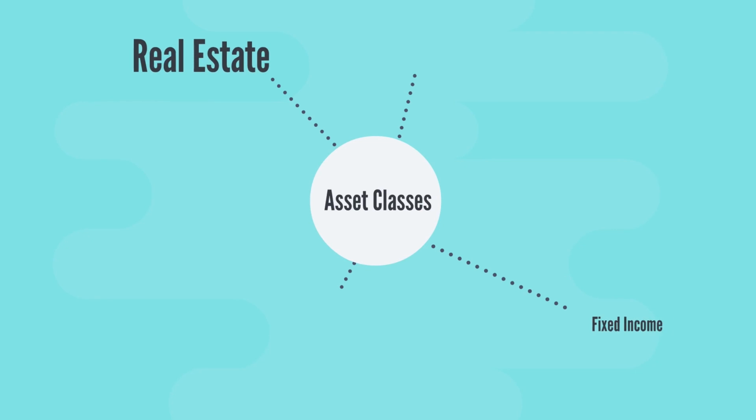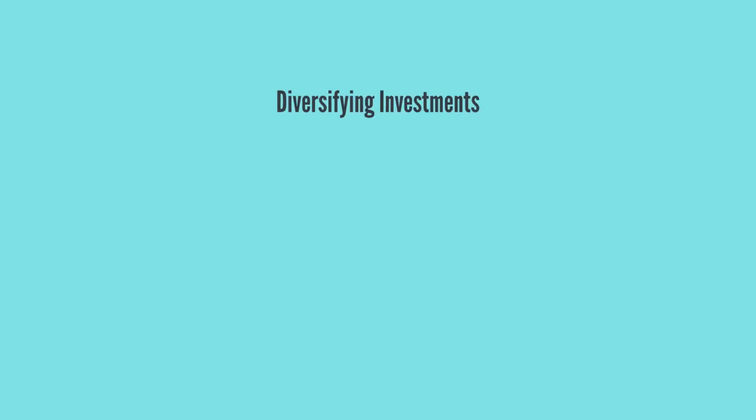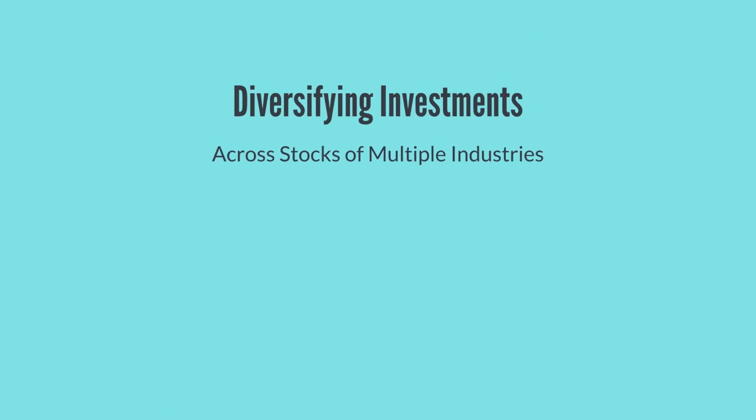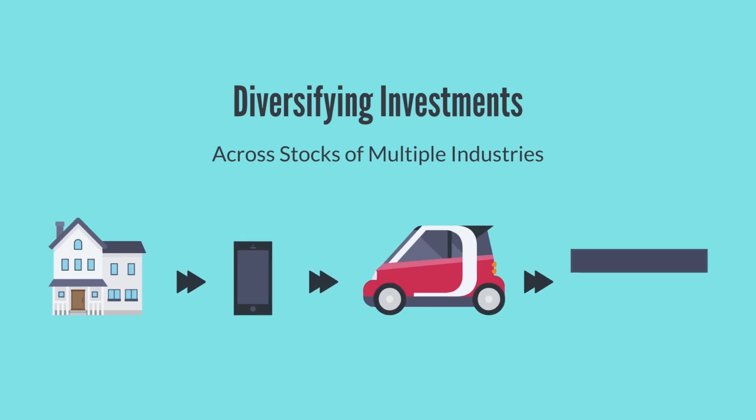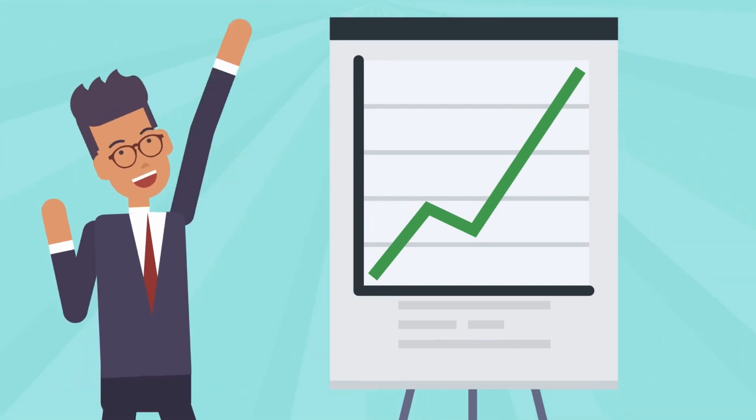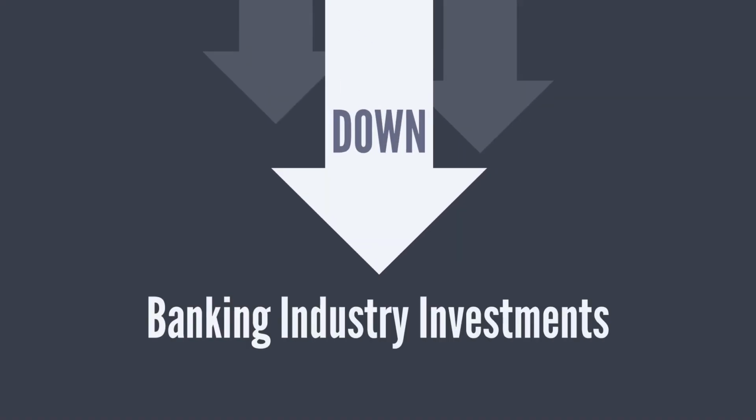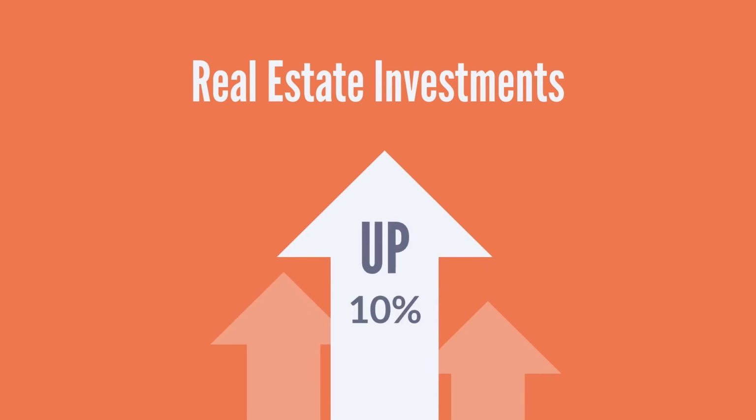Spreading your capital across different categories of an asset is also another way of diversifying. For example, you can diversify your investments across stocks of multiple industries such as real estate, consumer goods, transportation, banking, and others. If a certain industry in your portfolio is underperforming, there's still a chance that others may thrive. Suppose the banking industry is struggling, the real estate market, on the other hand, can be growing.